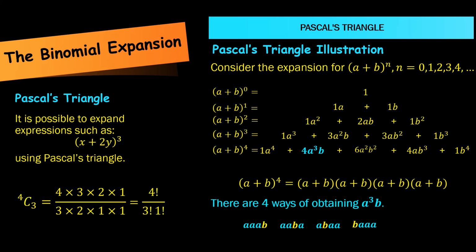Another way of expressing this is 4 factorial over 3 factorial times 1 factorial, or 4 choose 3. And this, of course, equals 4.